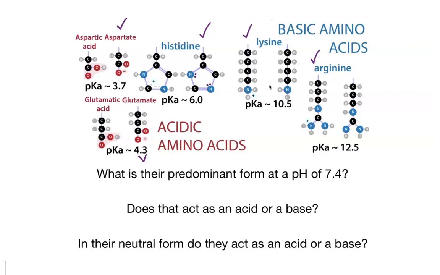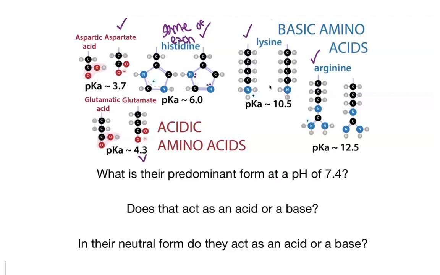Although with histidine, you'll also see some of each. So you'll have like 5 to 10% of one of them or whatever. But the predominant form, the main form, would actually be that deprotonated form. Okay, so now in that main form, is it acting as an acid or as a base?